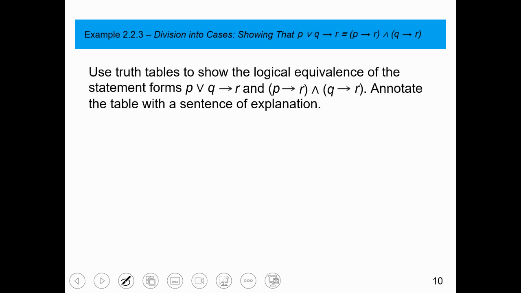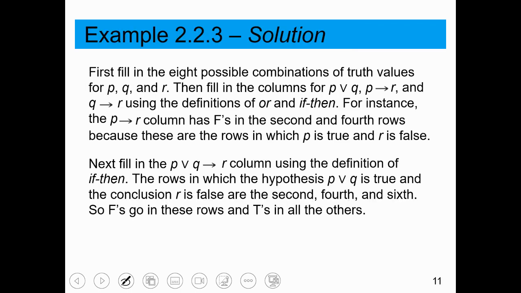All right, let's talk about logical equivalence involving the implication arrow. This is about division into cases, which is sometimes necessary. We're going to show that P or Q implies R is equivalent to P implies R and Q implies R. So again, we are going to use a truth table to hash this out.